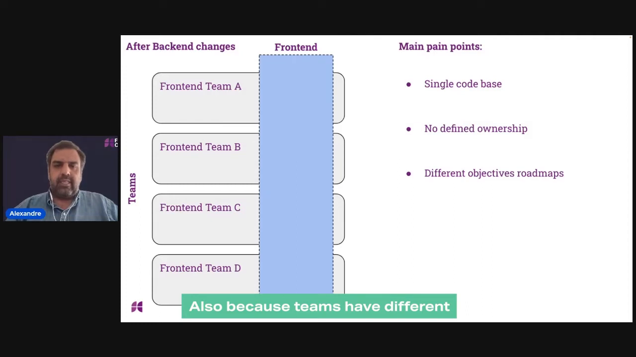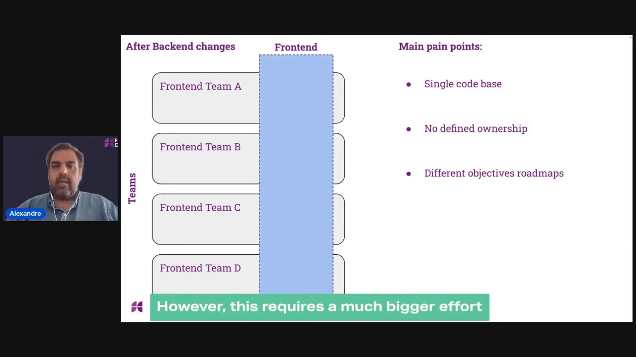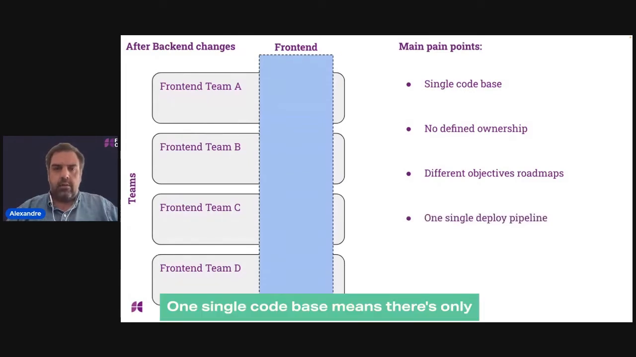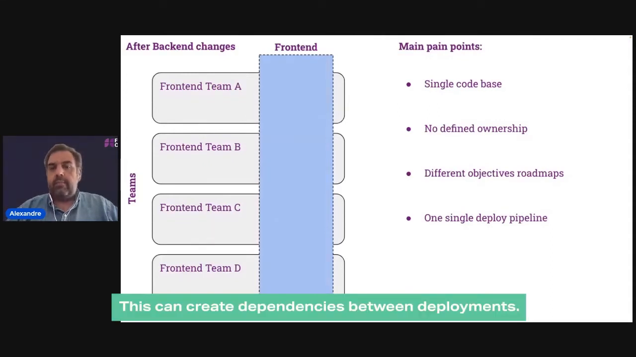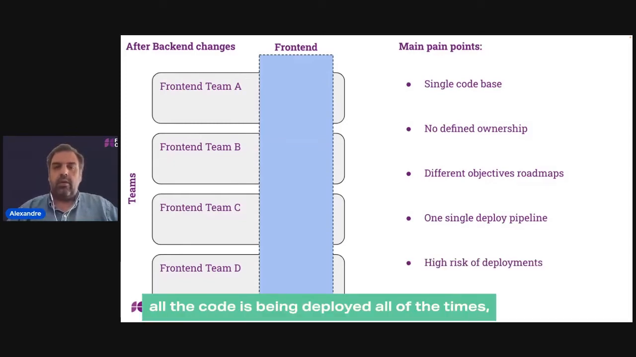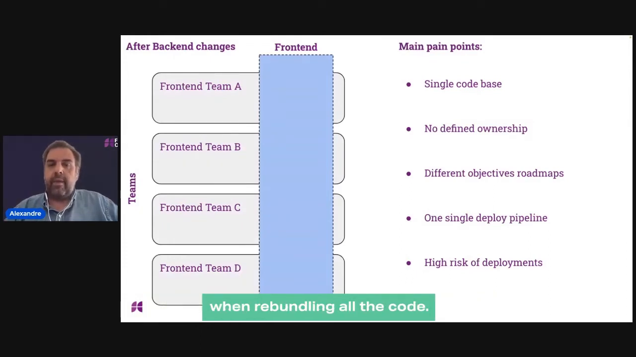Also, because teams have different roadmaps, alignment between the teams' roadmaps is a must. However, this requires a much bigger effort, and it's not possible at all times, reducing the speed of delivery. One single code base means there's only one deployment pipeline, which leads to the need of having a queue to manage this deployment pipeline. This can create dependencies between deployments. And each deployment, because all the code is being deployed all the time, is of high risk, as something can break when rebundling all the code.